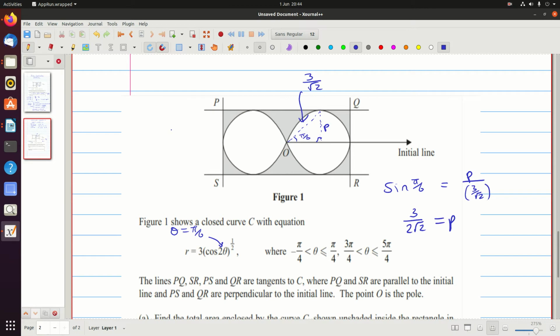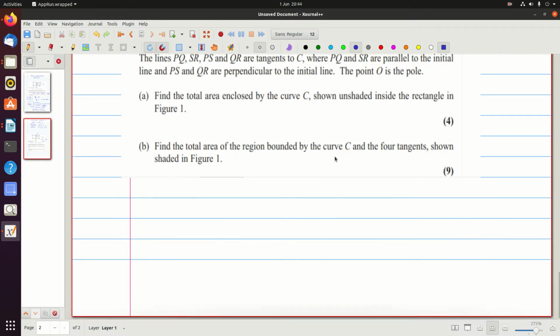Brilliant. I've now got everything I need to find the shaded area, because I just need to work out the area of the rectangle and take away part A's answer. So double p is going to be 6 over 2 root 2, which we could easily write as 3 over root 2. And if you're a rational kind of person, I'm not. Right, that's 3 root 2 over 2 if you like.